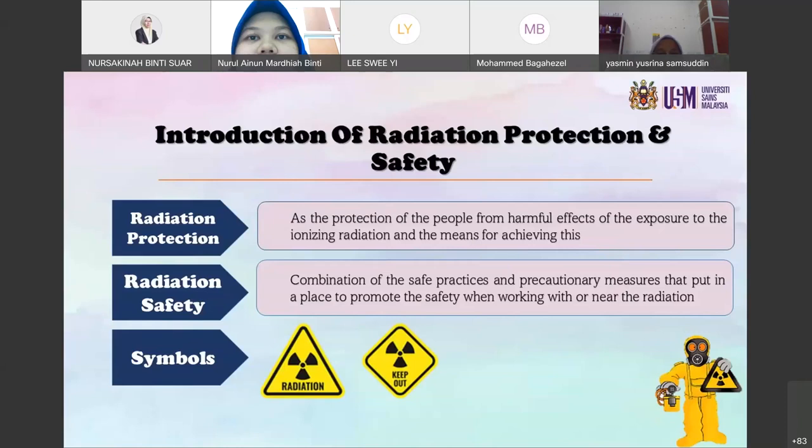Okay, next is radiation safety. It is known as the combination of safe practices and precautionary measures put in place to promote safety when working with or near radiation. This is the radiation symbol that everyone must recognize. This symbol is the international symbol used to indicate a radioactive source, containers for radioactive materials, and areas where radioactive materials are stored and used. The presence of this symbol, which has a magenta or black propeller on a yellow background, denotes the need for caution to avoid contamination with or undue exposure to atomic radiation. The wording on the sign varies with the level of potential radiation in the area. Next slide.